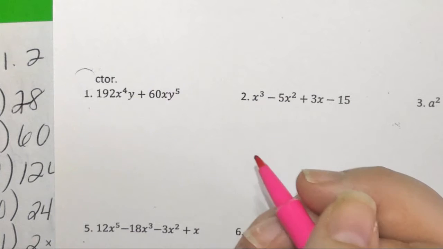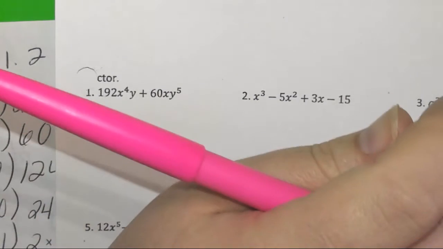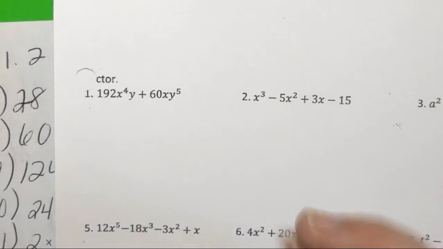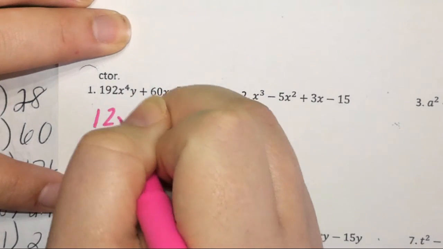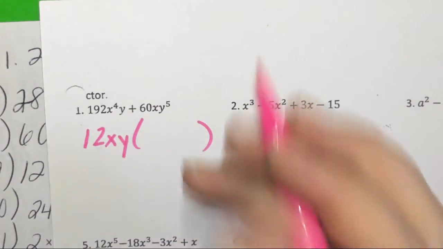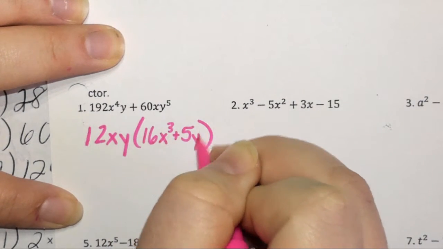Hold up. 192, wait, divided by 2. You know, Brittany's thinking out loud. If someone else knows the answer, she's not going to care. Yes, dear. That's like 12x1. Oh, you said 1. And what are you left with? 16x cubed plus 5y to the 4th.